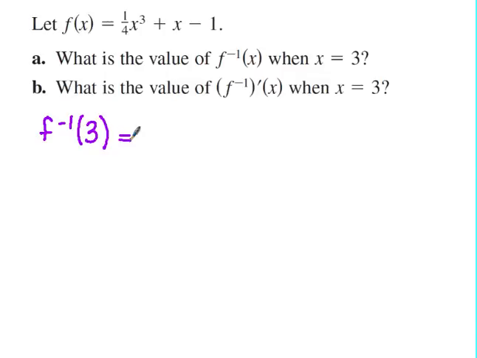Where y equals 3 in the original function? 2. So basically what that is saying is that on the original function, I have the point (2, 3). That's a point on the original function. So the inverse of 3 will be 2. So you see how that worked? It's kind of the flip.